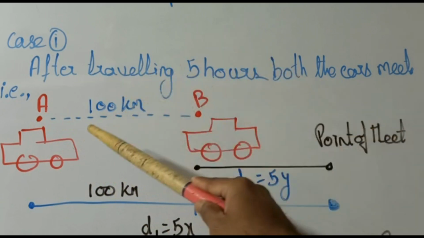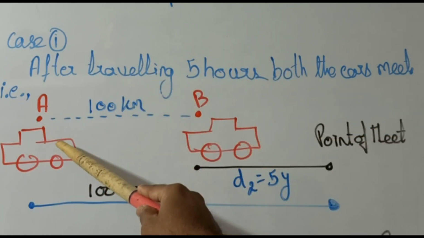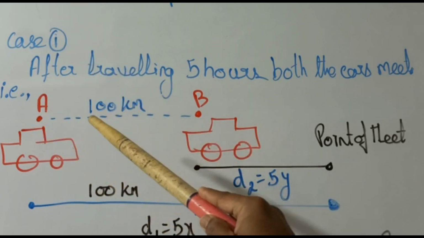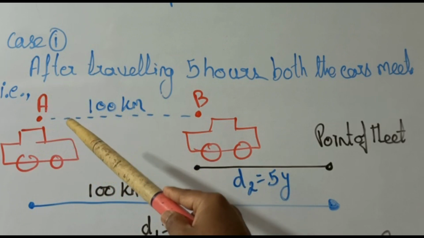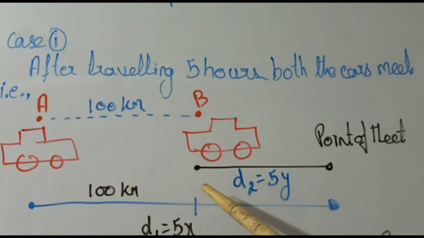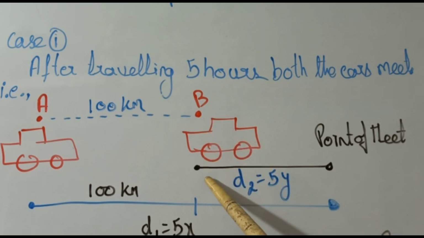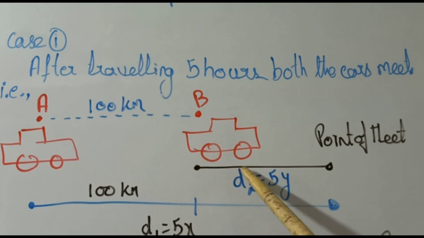According to the case, we have just understood the distance traveled by car A: in 5 hours it travels 5x kilometers. That is from here to here, the distance traveled by the car in 5 hours. That is d1 equals number of hours into speed, 5 into x, 5x kilometers. The distance traveled by the second car is 5 hours into speed, 5 into y, that is 5y.